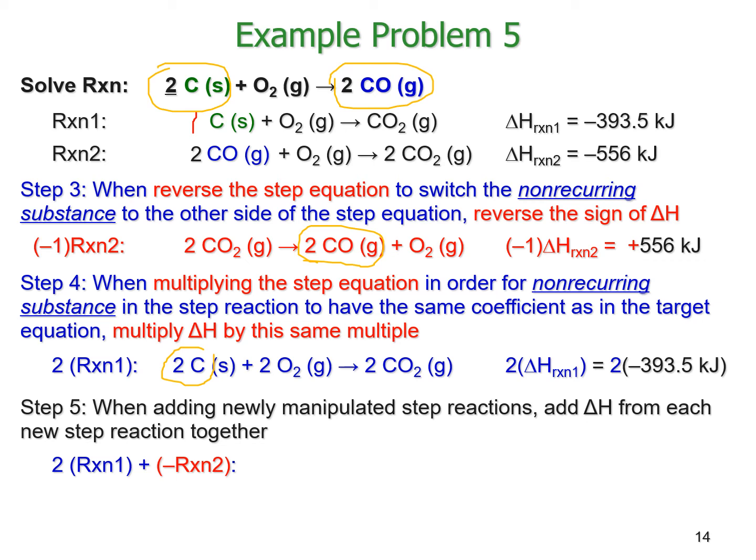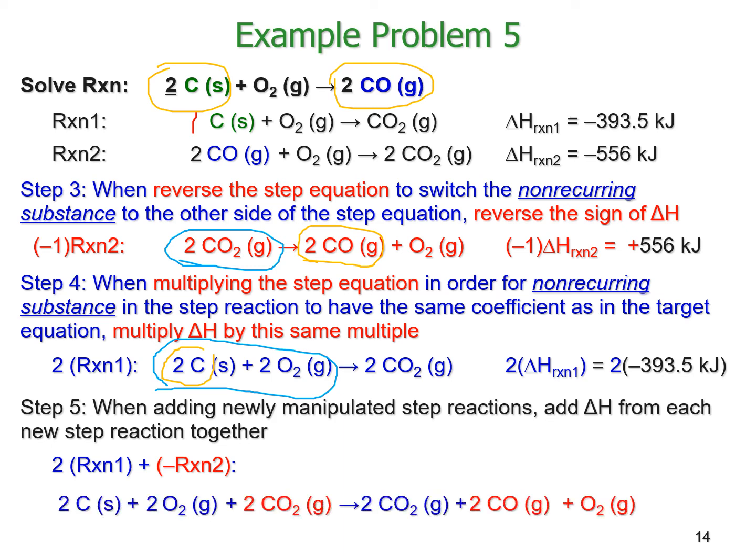Since we're going to add up these two reactions together, we're going to add reactants all together. So this is a reactant from newly manipulated reaction 2. These are the 2 reactants from newly manipulated reaction 1. We add them all together, we got the 3 reactants.